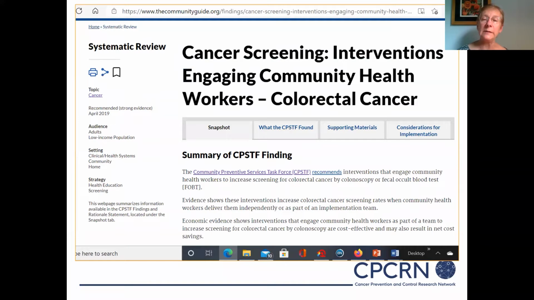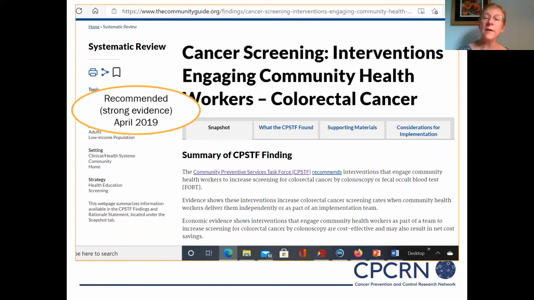So then you can go to a specific intervention. In this case, it's the systematic review recommendation on supportive interventions that engage community health workers to increase colorectal cancer screening. And one thing you can find is the date that the systematic review was completed. And in this case, it's April 2019, which is pretty recent for the Community Guide. Some of their recommendations are pretty old, in which case it's still a strong source of evidence, but you may want to supplement it with more recent systematic reviews. Then you're going to want to look at what exactly did the Community Guide find.